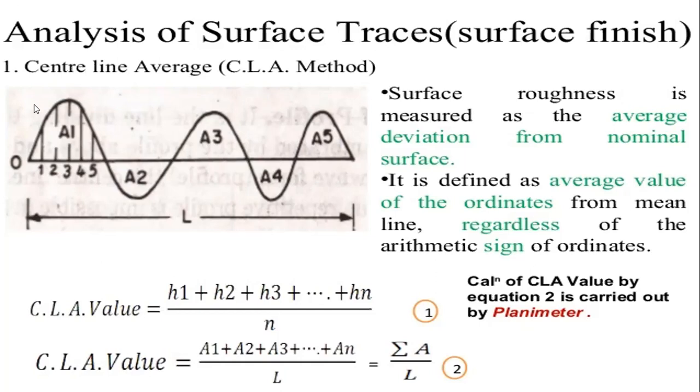So next, the process is the same for the remaining areas also, that is A2, A3, A4 and A5. So it is defined as the average value of the ordinates. These are the ordinate points, and we are going to take the average value of these ordinate points from the mean line. This is the mean line for the open loops and closed loops, that is the positive and negative loops, regardless of the arithmetic sign of coordinates. So we are taking all the positive values for all the coordinate lines.